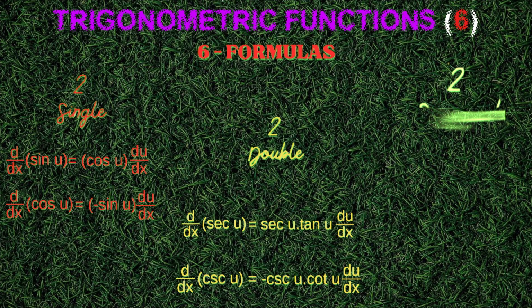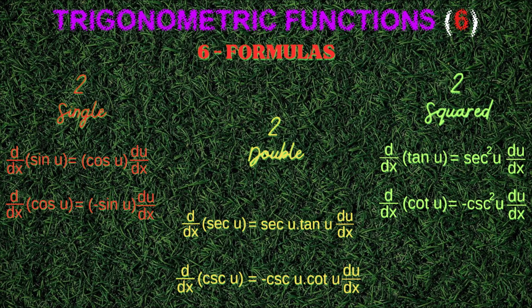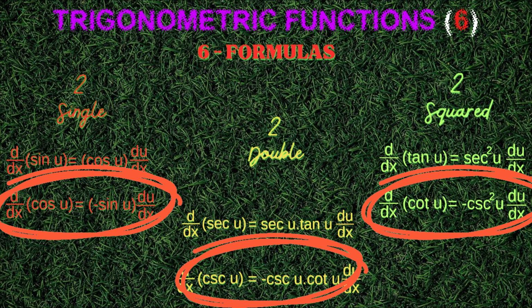Lastly, we have the squared. Yung mga sagot dito ay may mga squared. For example, for tangent u, ang derivative niya is secant squared u du dx, so may squared. Pag derivative naman ng cotangent u, equals negative cosecant squared u du dx. Dito sa derivative ng trigonometric functions, lahat ng may letter C like cosine u, cotangent u, and cosecant u, ang mga sagot sa kanila is always may negative.